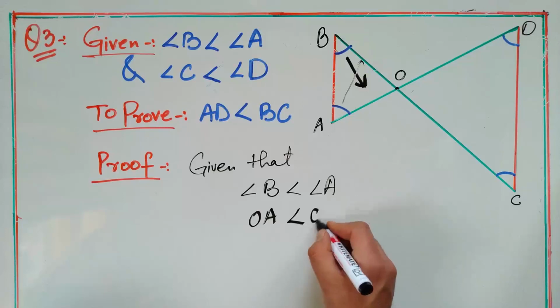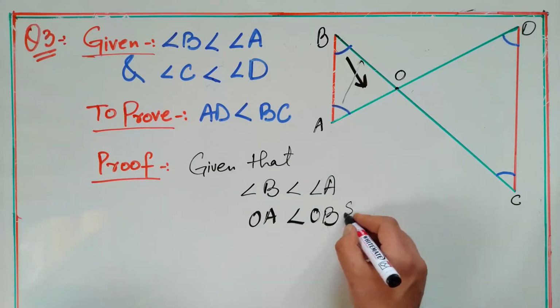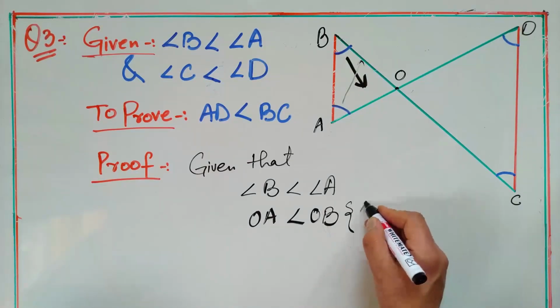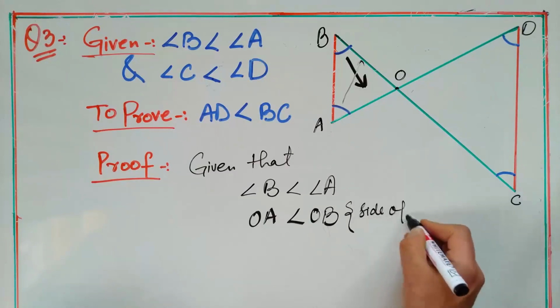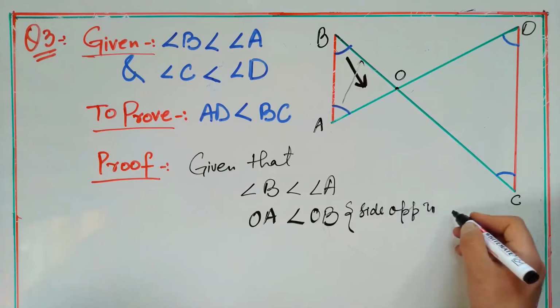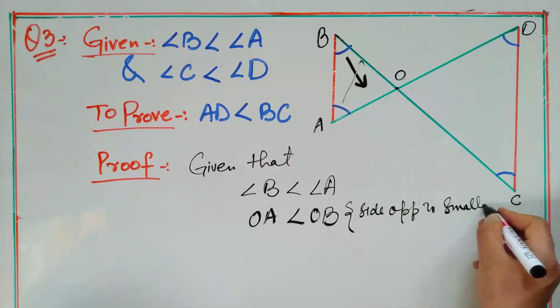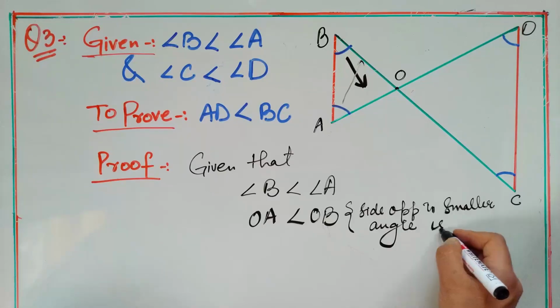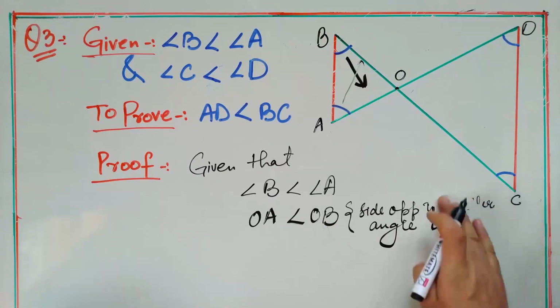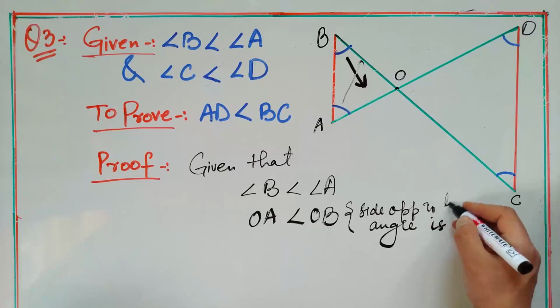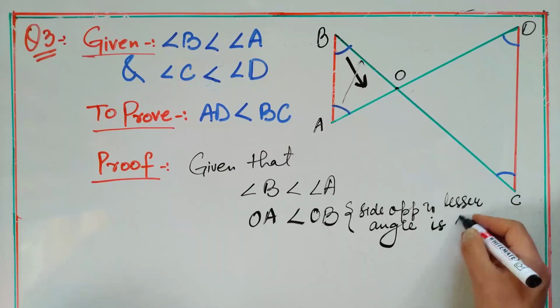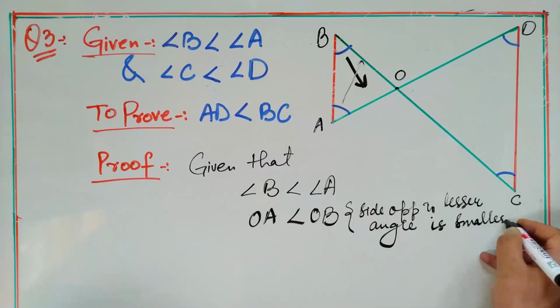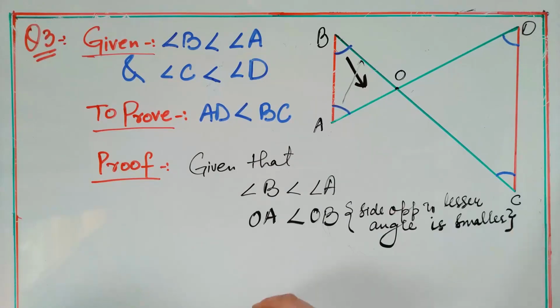So I can write down OB, and the justification reason I will write down: side opposite to smaller angle is smaller, or you can write in this manner also, side opposite to lesser angle is smaller. This can also be done. You can call this as first. Let me write down this as first.